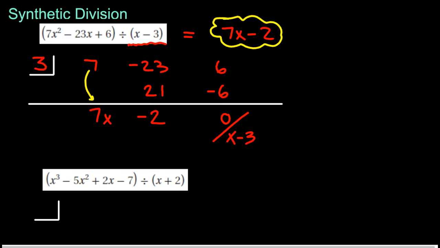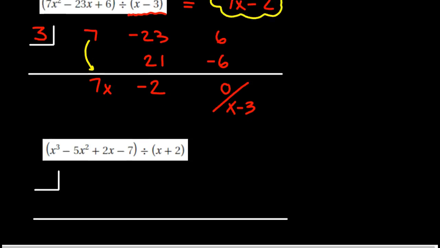Who votes that is slick? 1, 2, 3, 4, 5, 6, 7, 8. About 8, about half. A little less than half. That's not bad. Let's try it again.